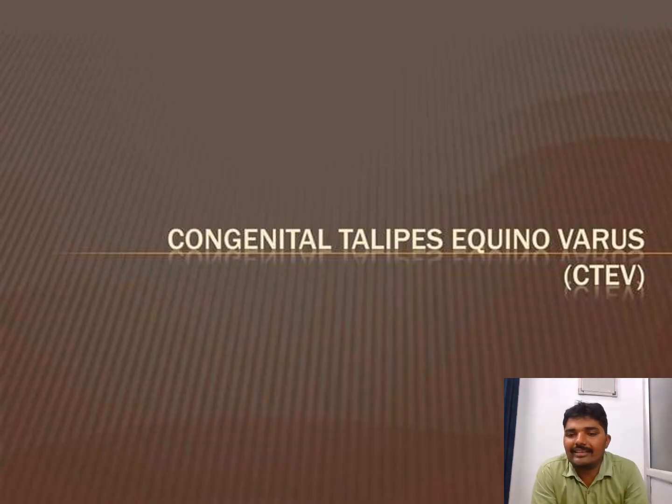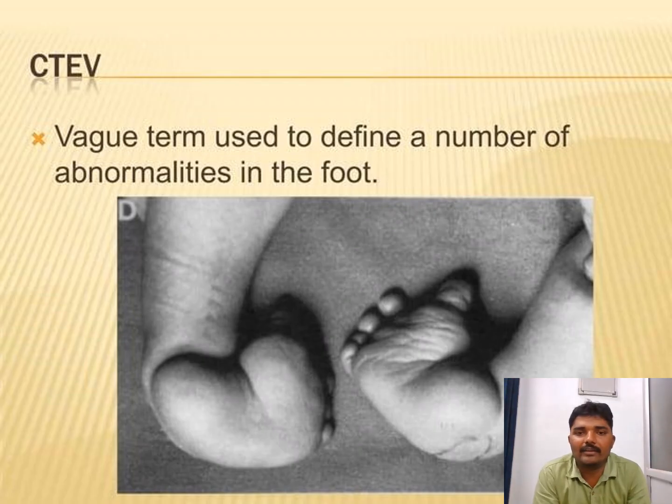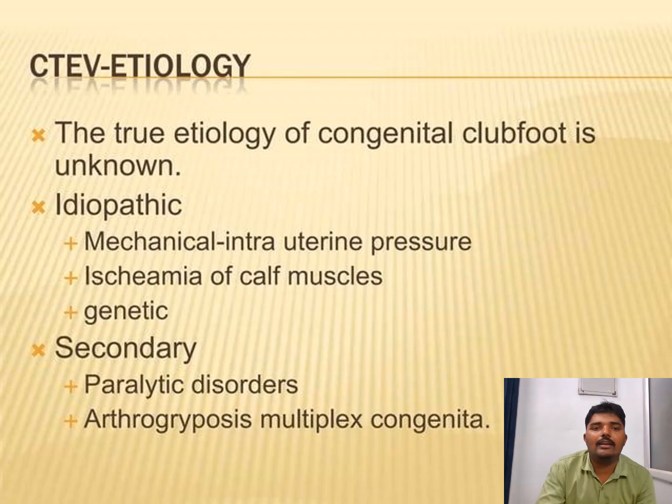The first one is congenital talipes equinus varus. That is CTEV, the club foot. CTEV is a vague term used to define a number of abnormalities in the foot region. The true etiology of congenital club foot is unknown.